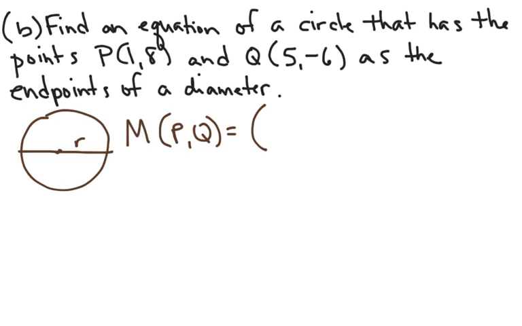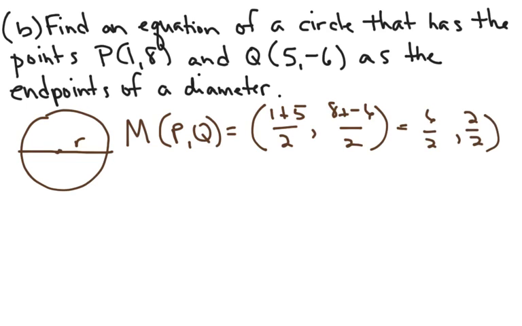So the midpoint is at (1 plus 5)/2, comma (8 plus negative 6)/2. So that's 6/2, comma 2/2, which means that the center must be at (3, 1). So I know what h and k are. Okay, now I can do one of two things.